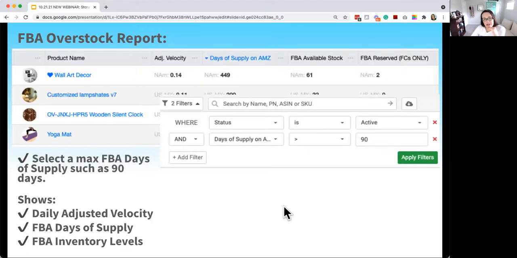So an example would be looking at your days of supply on Amazon, right? You have 90 days or more of supply on Amazon. Maybe it's 60 days. 60 days might be a better number now that we have these restock limits. But that's the overstock report.